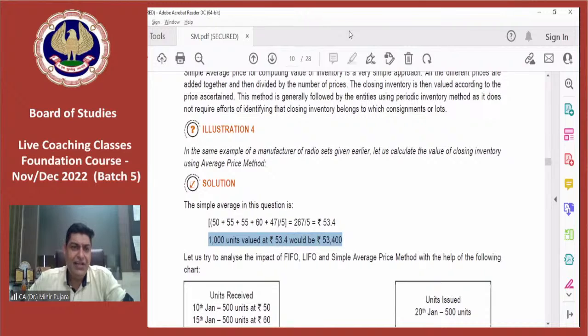In the exam, they will tell you which method to be used. Don't worry. Companies generally always follow the average method because they use software. Simple, guys. Can we go further, guys?